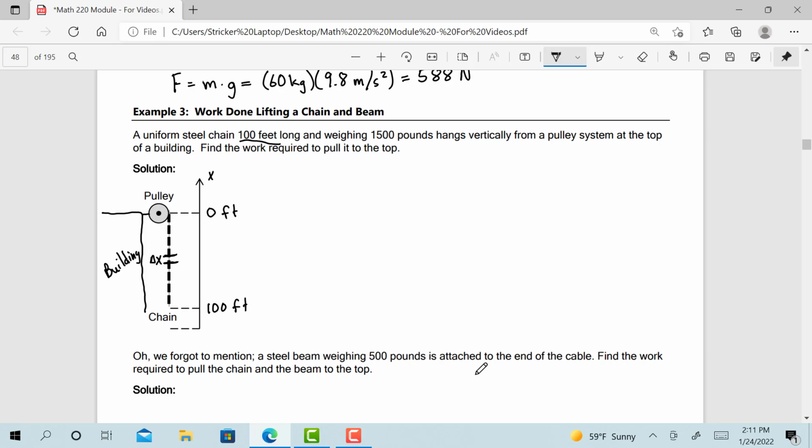Now I know that's opposite from what we're used to seeing. We usually see it going up instead of going from 0 to 100 downward, but we can set up our axis however we want. It doesn't really matter. This little piece of the chain has to move a distance of x, and it's going to be different for each little piece of the chain. So let's say for this little piece of the chain, the distance it moves is not x, but x sub i.